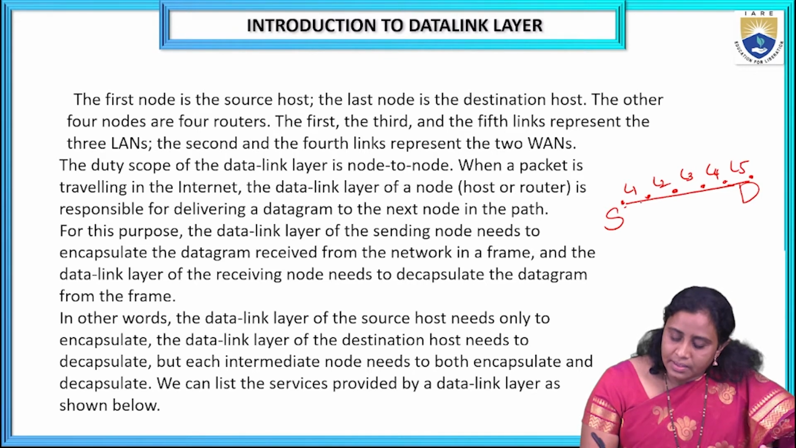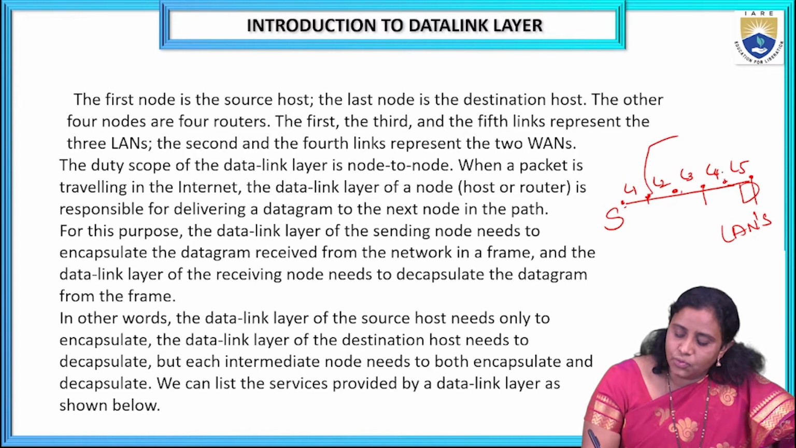So link numbers 1, 3 and 5 will be considered as the LANs, and 2 and 4 will be considered as the WANs.